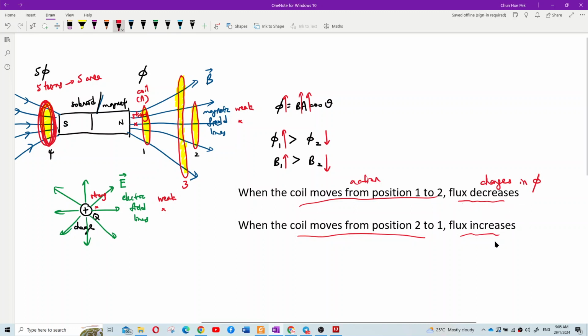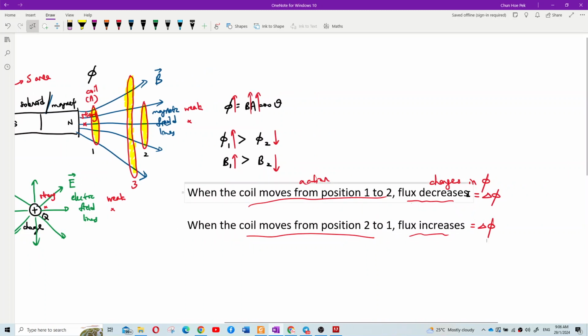So we call this flux increase or decrease. These are called delta phi. Delta phi. Understand? Changes of flux. So the flux changes, maybe it decreases or increases.